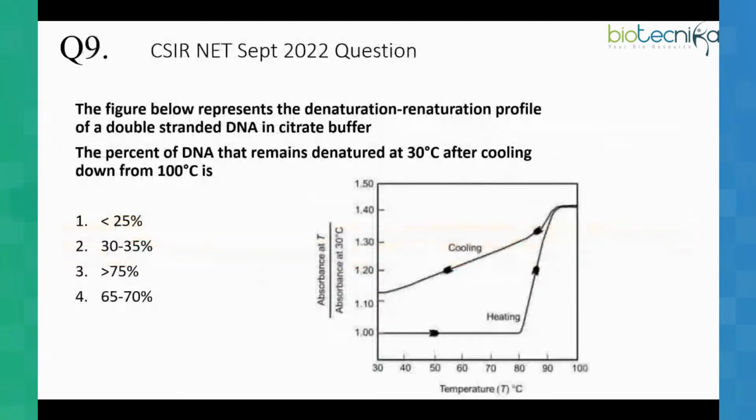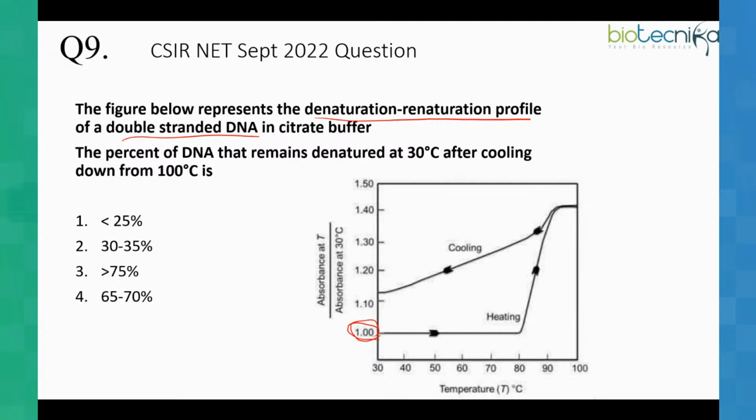Okay. The next question is from nucleic acids. This is from September 2022. The figure below represents the denaturation renaturation profile of a double-stranded DNA in citrate buffer. You can see that earlier, when the DNA was in the double-stranded form, that is, not denatured, it was showing a relative absorbance of 1.